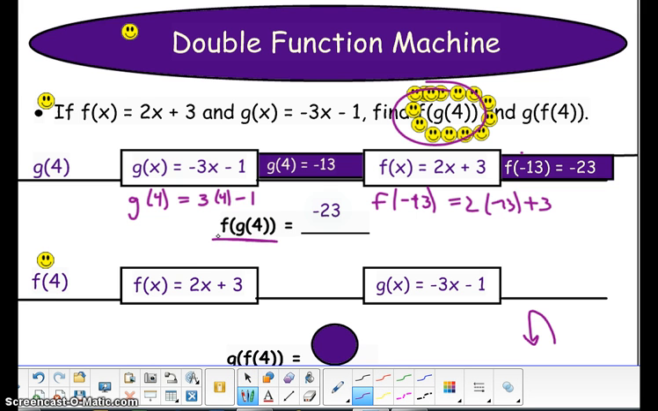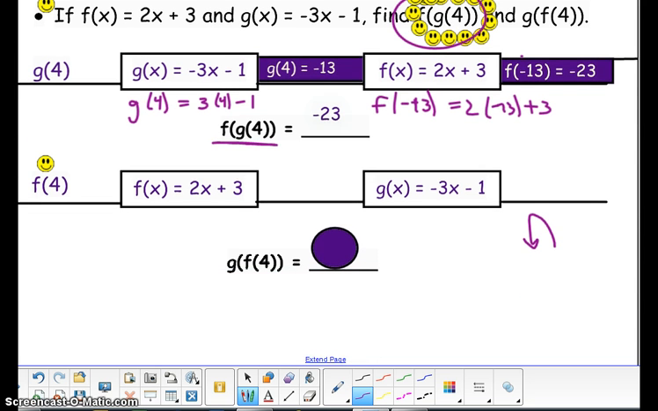Now look at the next one. This is what we're trying to find, g of f of 4. So we're going to take 4 and plug it in to f, and go ahead and push pause and see if you can solve this one.